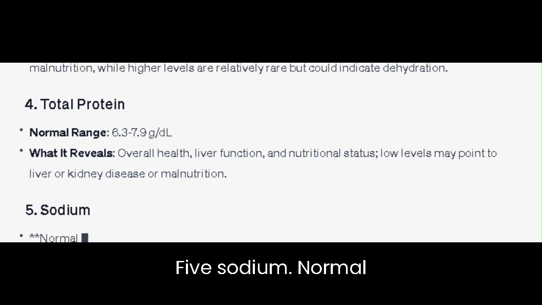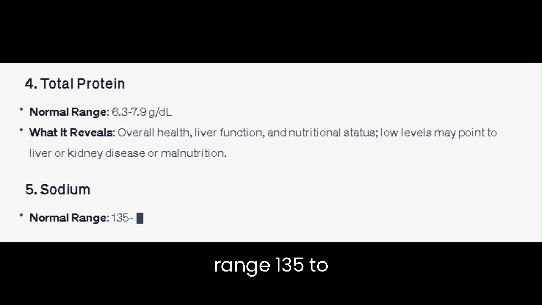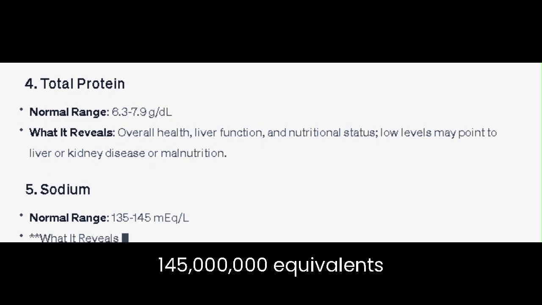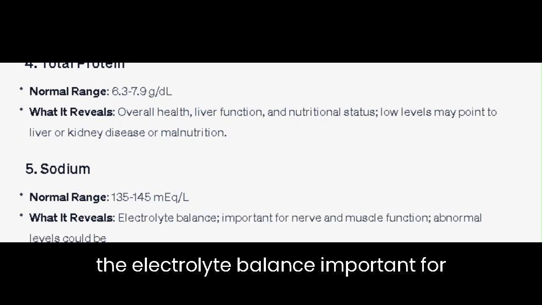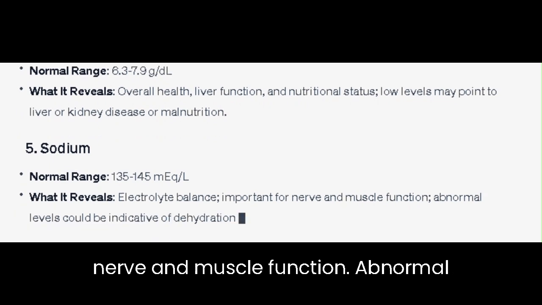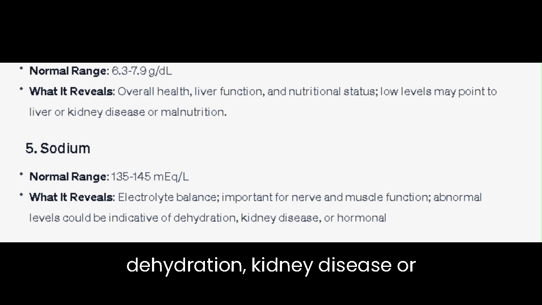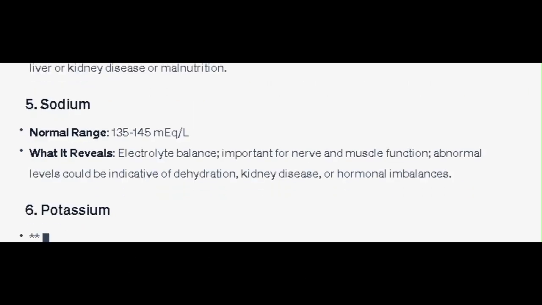5. Sodium. Normal range, 135 to 145 milliequivalents per liter. What it reveals: electrolyte balance, important for nerve and muscle function. Abnormal levels could be indicative of dehydration, kidney disease, or hormonal imbalances.